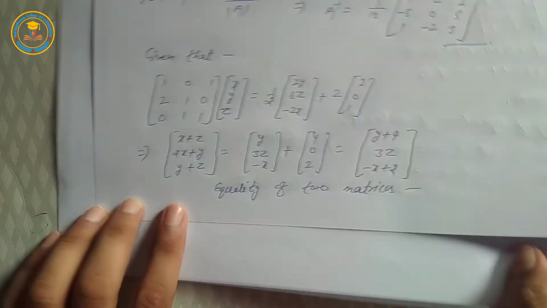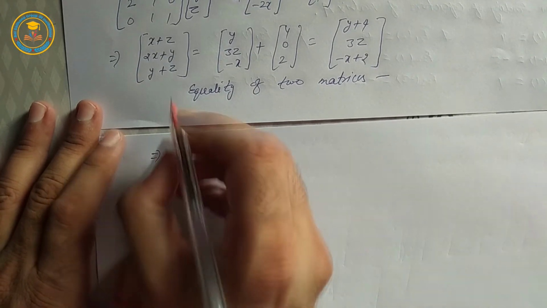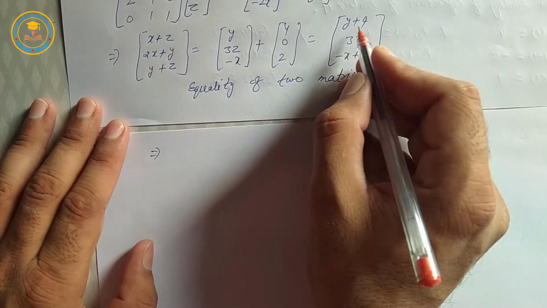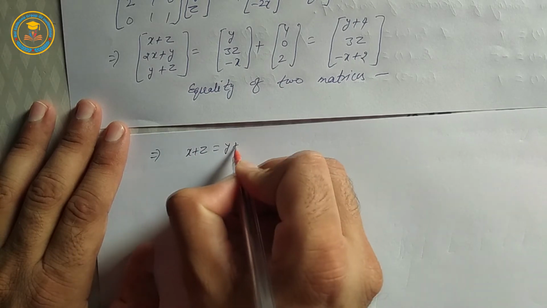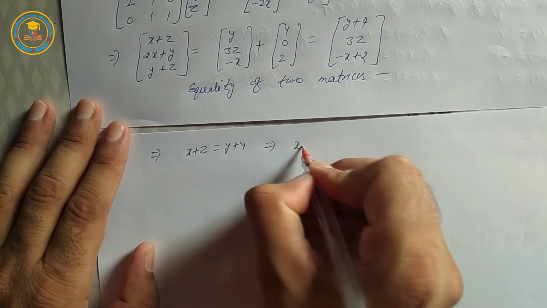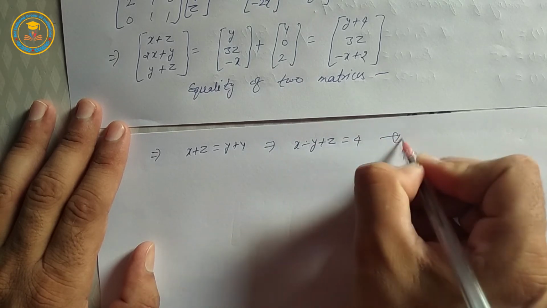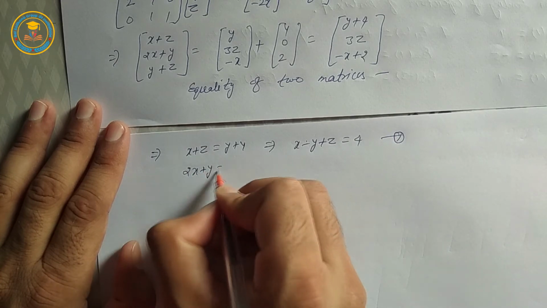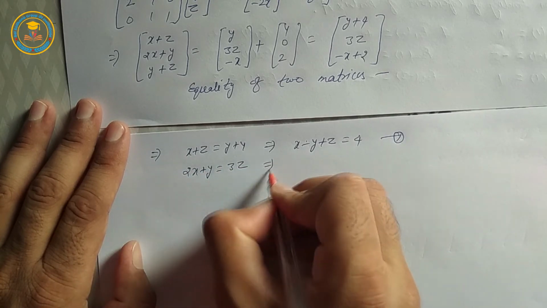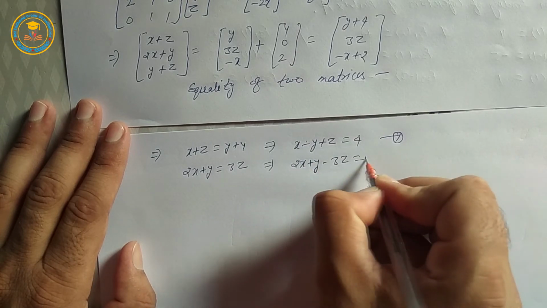Equality of two matrices implies x plus z is equal to y plus 4. X plus z is equal to y plus 4 implies x minus y plus z is equal to 4. Equation first. And 2x plus y is equal to 3z implies 2x plus y minus 3z is equal to 0.